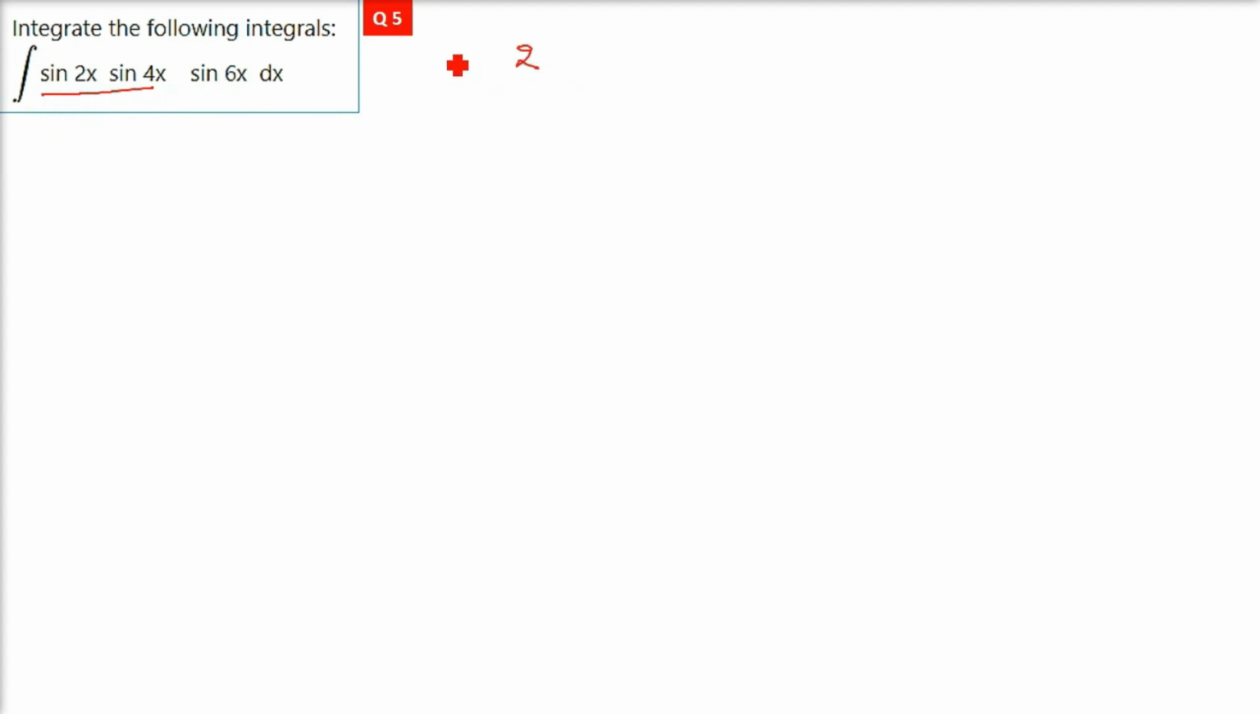So let me apply this 2 here. Half will be in the denominator. 2 sine 2x sine 4x. I have not written sine 6x. We'll deal with it later. So 2 sine A sine B. This you already know. I've told you already earlier, I guess.